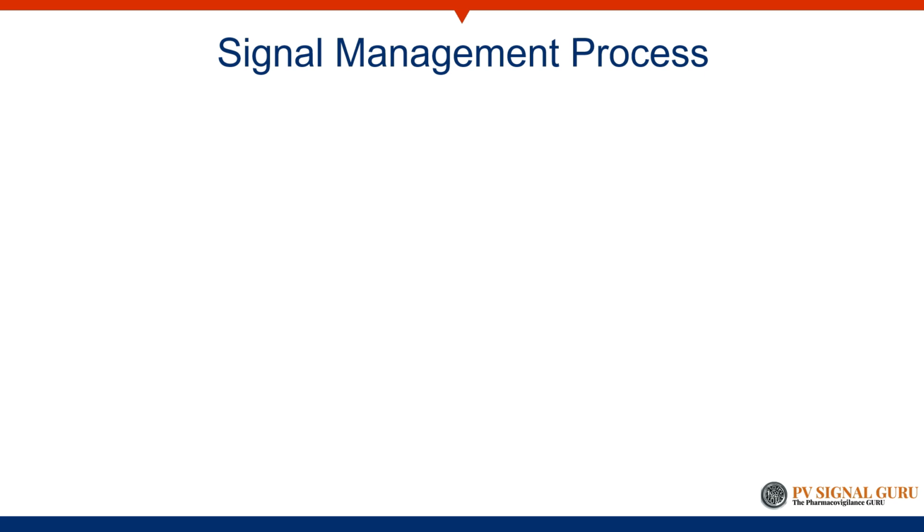The EU signal management process consists of the following key activities: signal detection, signal validation, signal analysis and prioritization, signal assessment, recommendation for action, and communication. Let's break down each step.